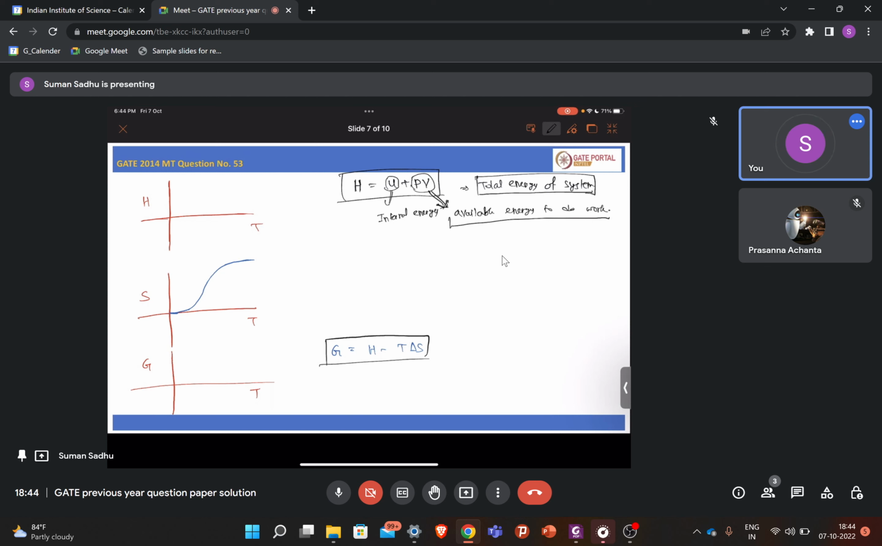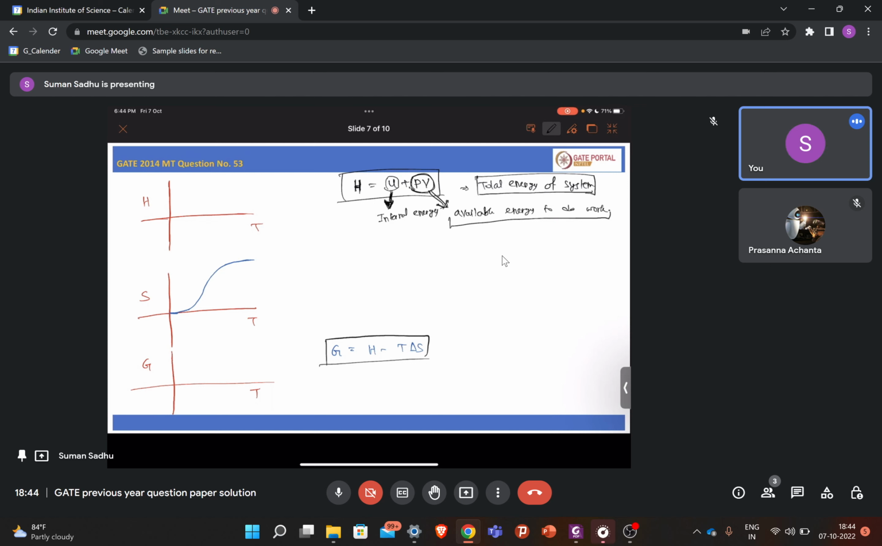So the system has two types of energy. One is associated with the internal energy. This is because of the bonding, vibration of the atoms and all this kind of thing. Some energy is associated which you cannot use to do some work. That much is internal energy, and some energy is available to do some work, that is PV. So H is total energy.